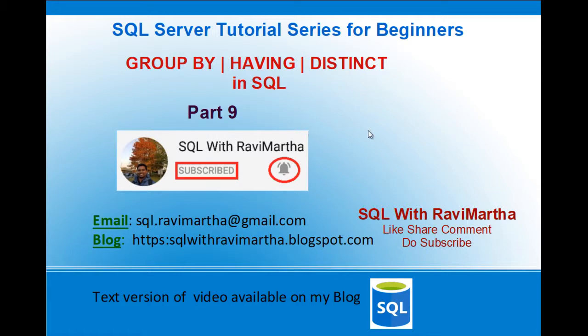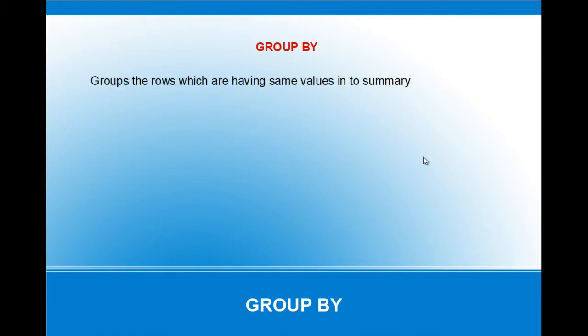And let's start with the group by clause. So as the name suggests, the group by clause will summarize the rows. So the rows which have the same values, it will summarize to a single row. And for the group by clause, we should specify the column on which we want to group by. There may be one or more columns on which we can group by.